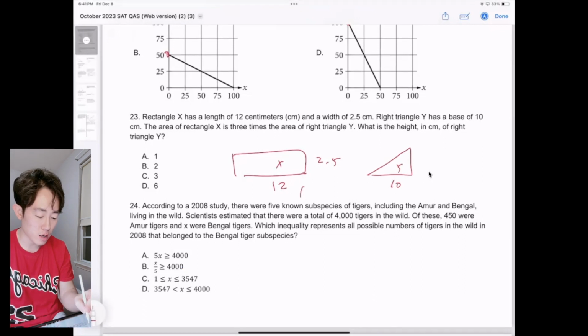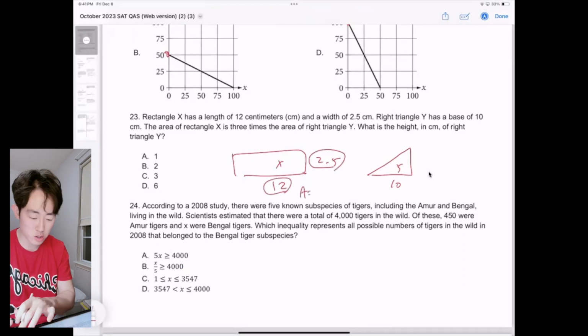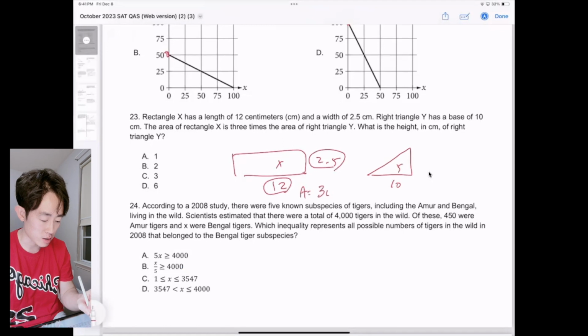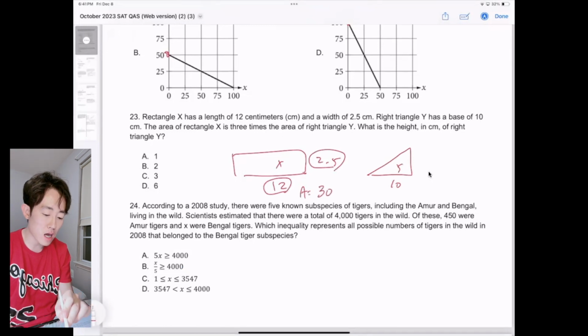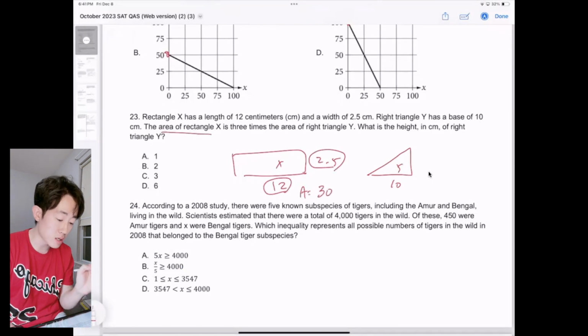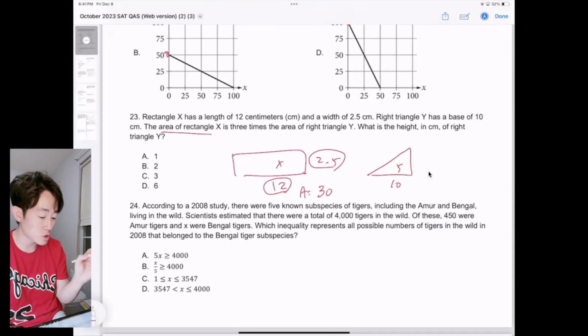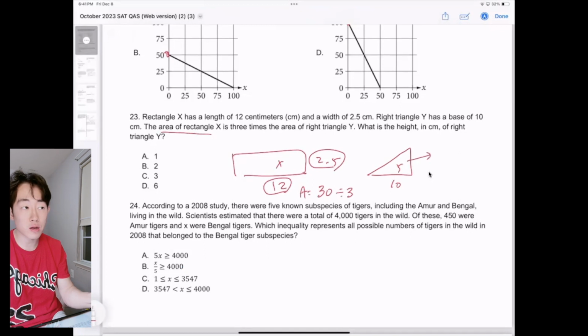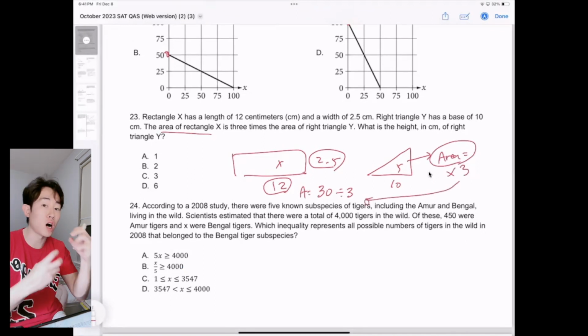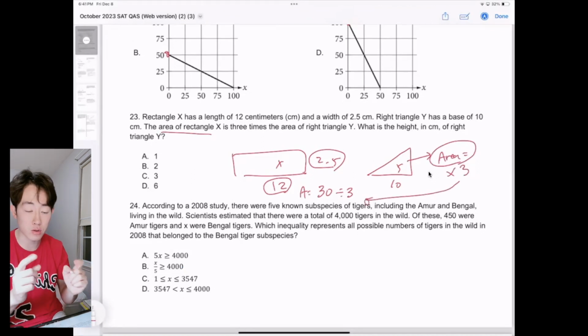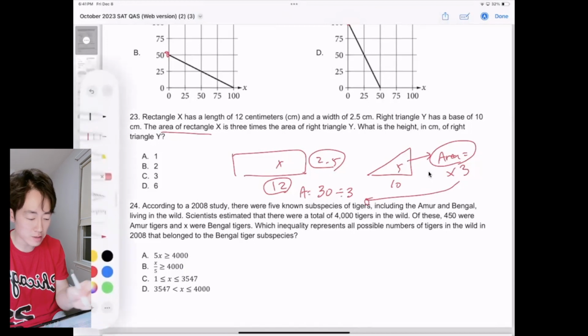So first, let's find the area of this rectangle, which you already know. That's 12 times 2.5, which is 30. Then it says the area of the rectangle is 3 times the area of right triangle Y, which means I need to divide by 3. Whatever the triangle's area is, multiplied by 3 gives you 30. So to undo that times 3, I have to divide by 3. So the area of the triangle will be 10.